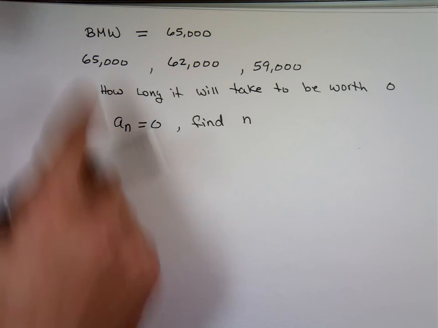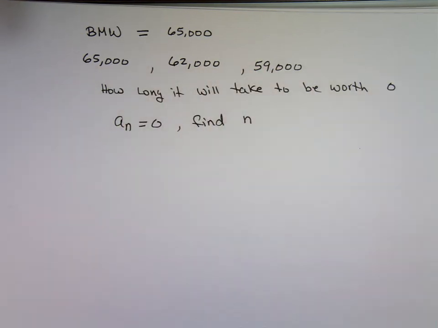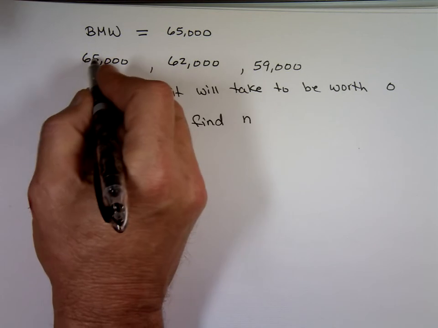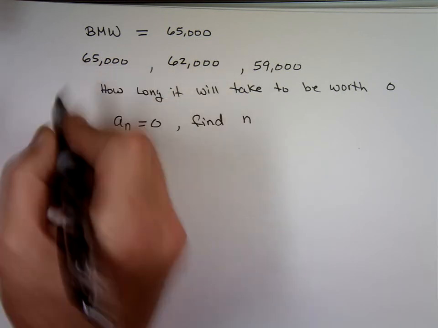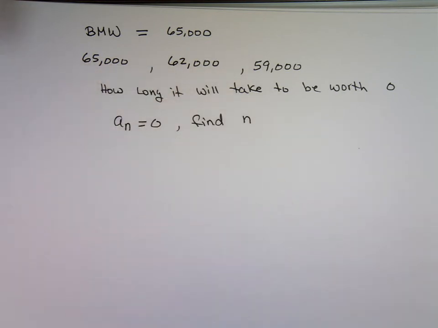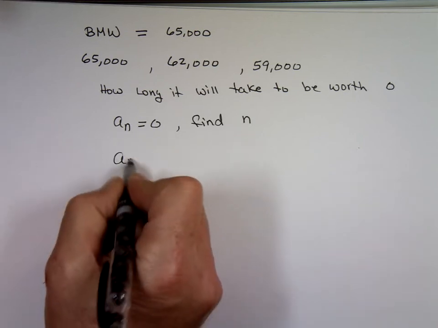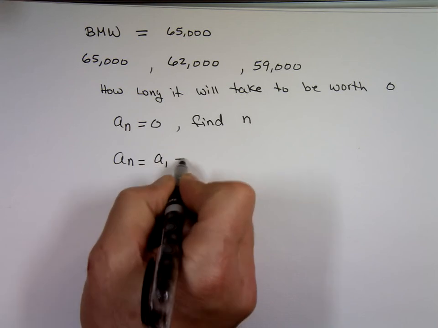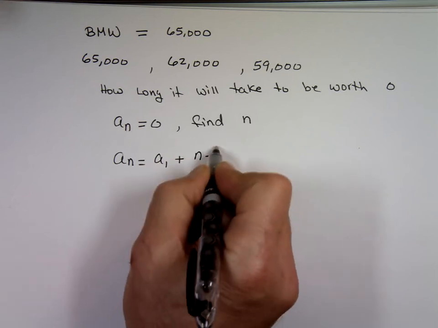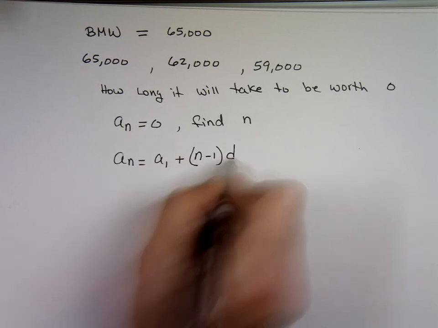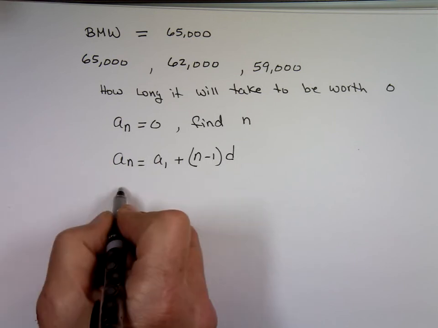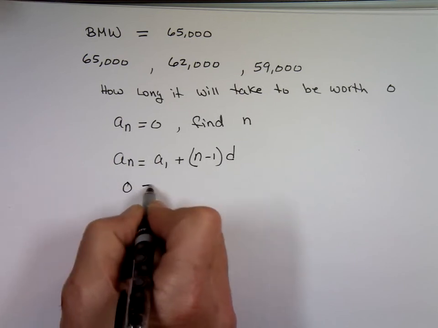Eventually, it's going to keep dropping, dropping. Negative 3,000 is our D. I should have made this 66, because that's going to be some crazy number, like a decimal, 13.5, whatever. So let's see, what's the equation for AN? It's A1 plus N minus 1 times what? D. AN is equal to 0. When it's worth nothing, it's 0.